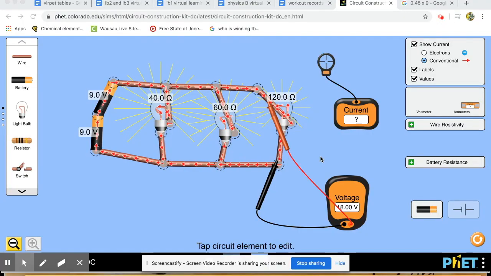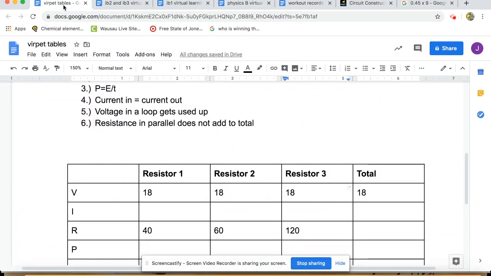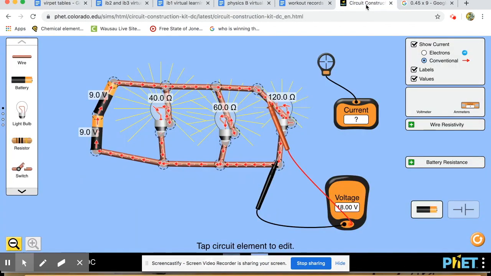Now the reason that the voltage doesn't add up to the total is because voltage, if you remember, is the amount of energy per charge. Since it's not talking about total energy, it's just talking about the energy that each charge has, you can imagine like 3 electrons. The first electron takes this path and it has 18 joules of energy. This electron takes this path and has 18 joules of energy. And this electron takes this path and has 18 joules of energy.